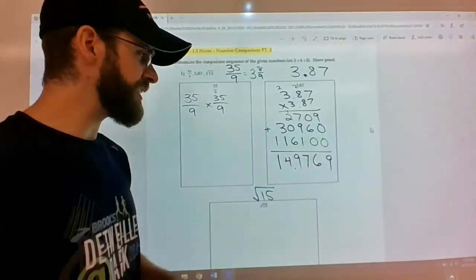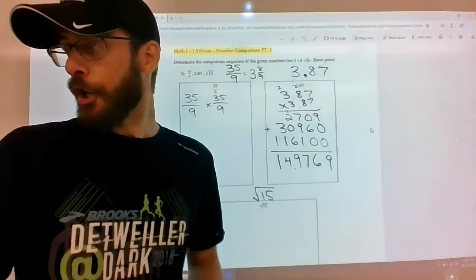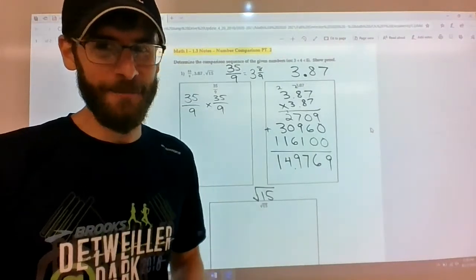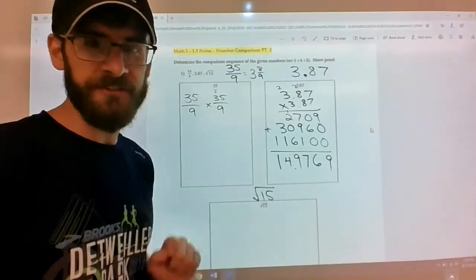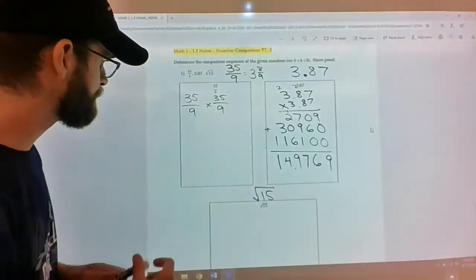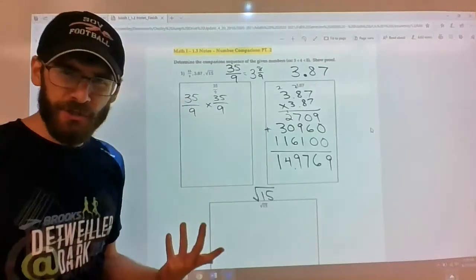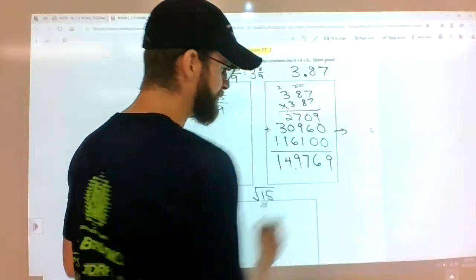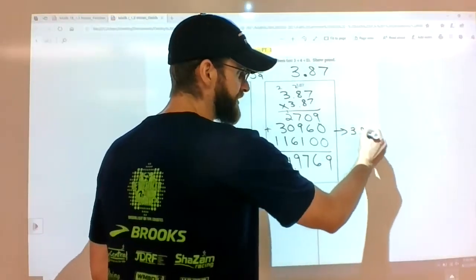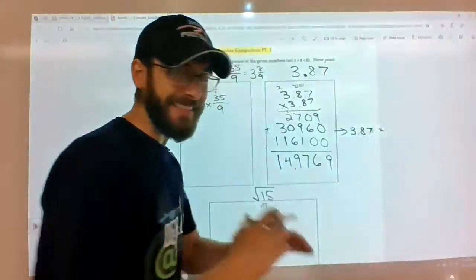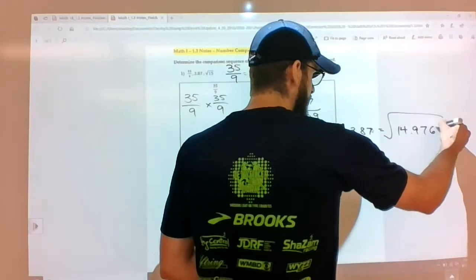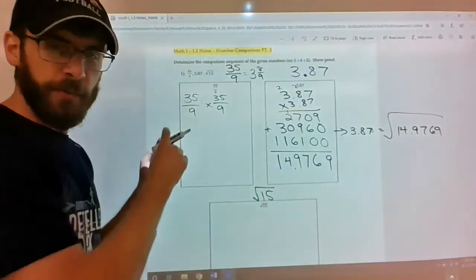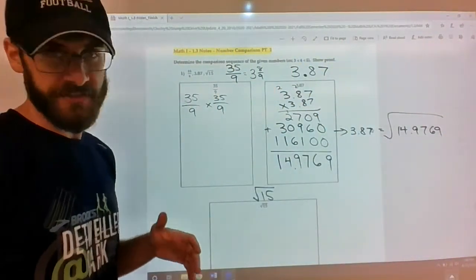So, if you got 14.9769, congratulations, you've got the right number. Nice work. And you know that it's less than root 15. Awesome. And really what you should do is say, this means that 3.87 is exactly equal to the square root of 14.9769. All right, do the same thing with 35 over 9 times itself.